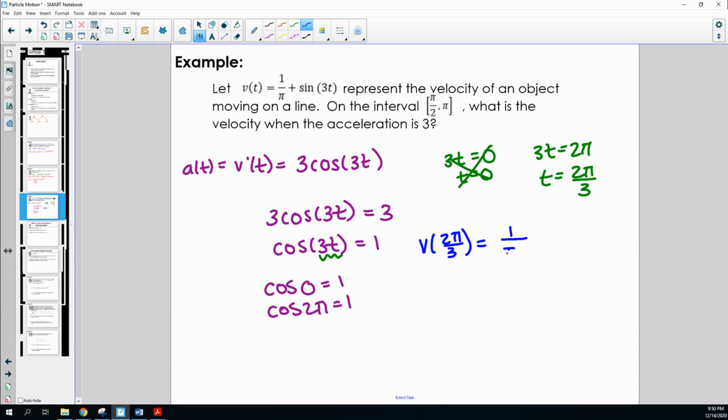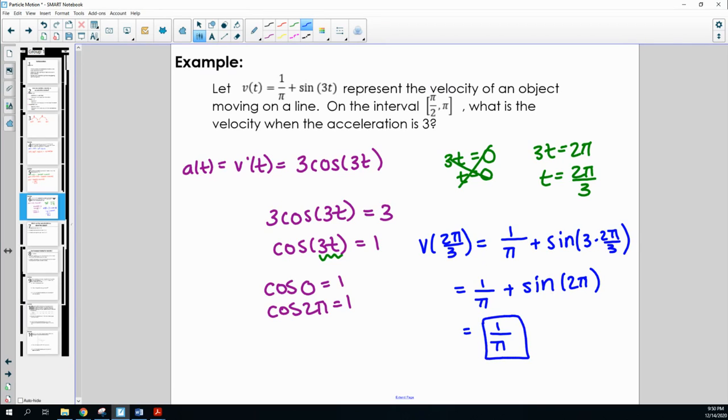So I get 1 over pi plus sine of 3 times t, and t is going to be 2 pi over 3. So what I get here is 1 over pi plus sine of 2 pi. And sine of 2 pi is going to give me 0. So I end up with just 1 over pi. Okay, and again, this doesn't have any units involved, so we're just going to leave it as 1 over pi.